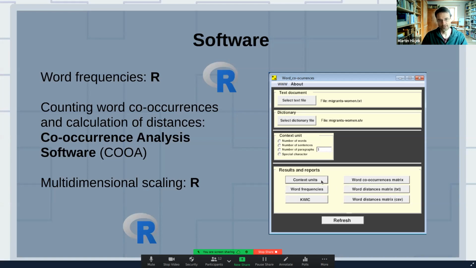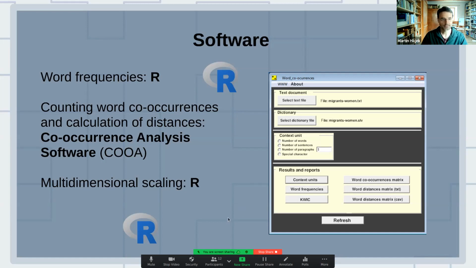You can verify the context unit to check that there are no artifacts. You can see word frequencies to check if they are the same as in your previous analysis. You can see keywords in context to check in which context keywords co-occur, also for checking that there is no artifact. And you click on word distances metrics and download the metrics, and you can use it directly in multi-dimensional scaling in R.